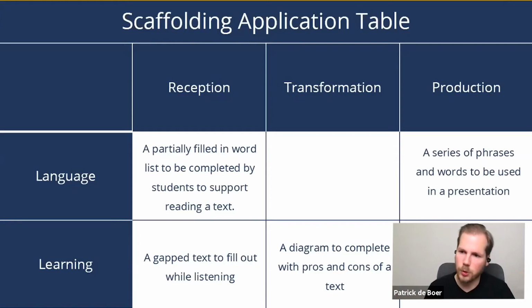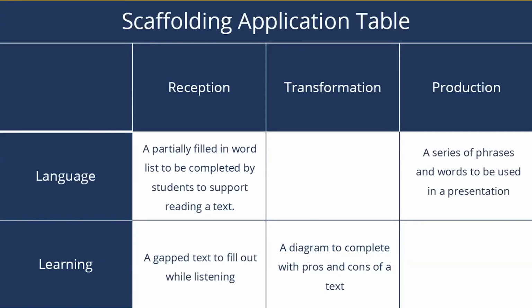Now, when you combine language with production, you get a series of phrases and words to be used in the presentation. So like sentence starters. And if you do this with learning, you can provide them with an outline of a presentation. So this is the basic structure of a presentation. You can fill in the language and the content, but the structure is there. So that's not related to the language in any way. It's the structure that they use. Whereas with the series of phrases and words to be used, it's not structure related. It's really about the language there. So notice the distinction between the two.